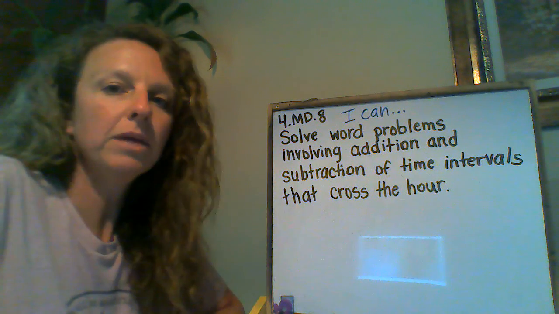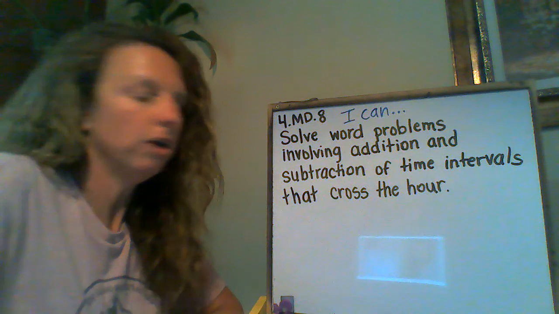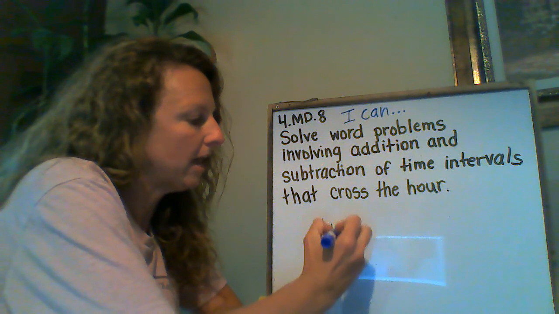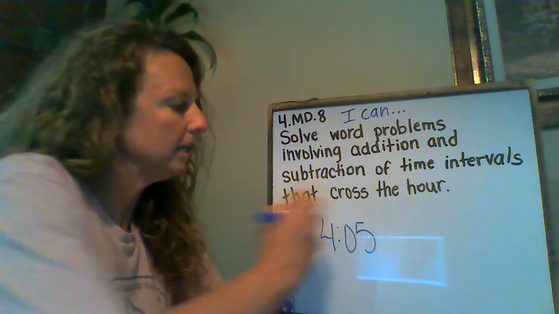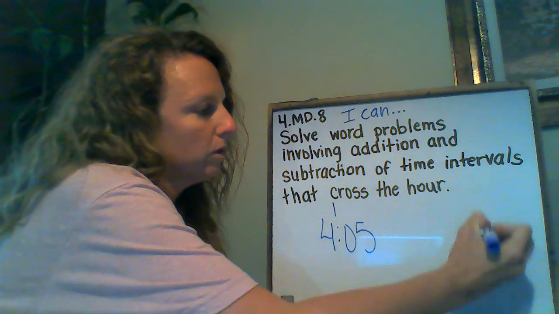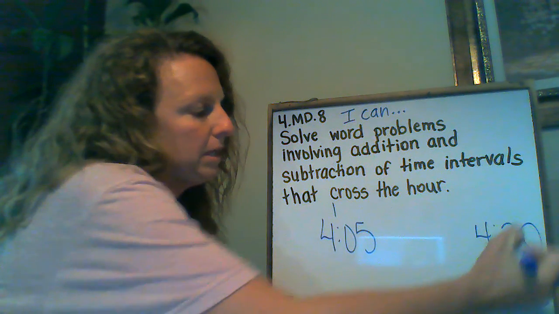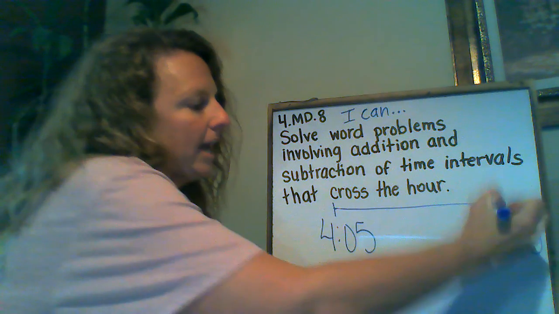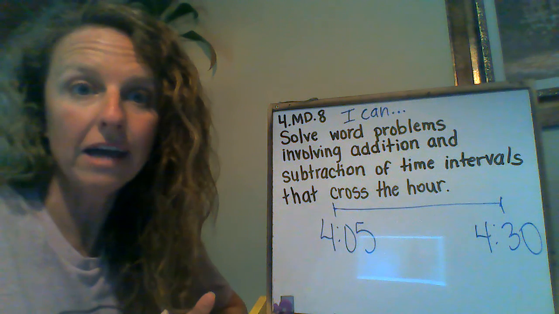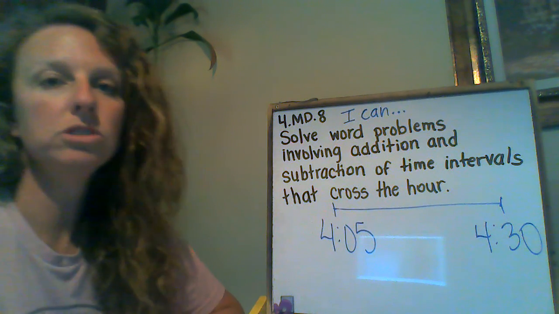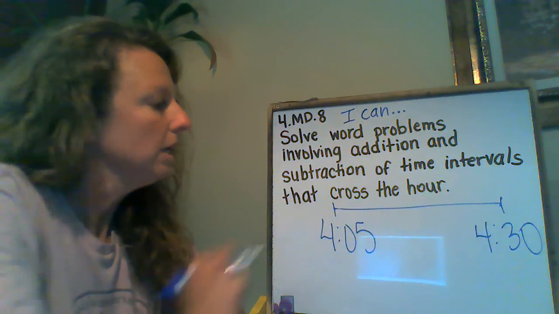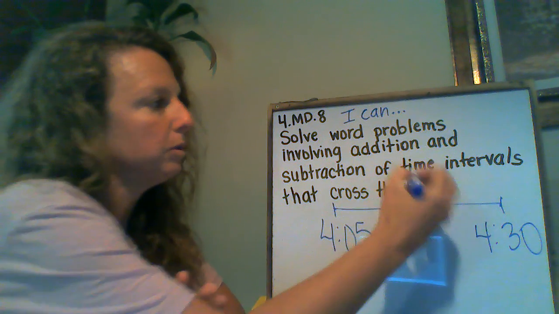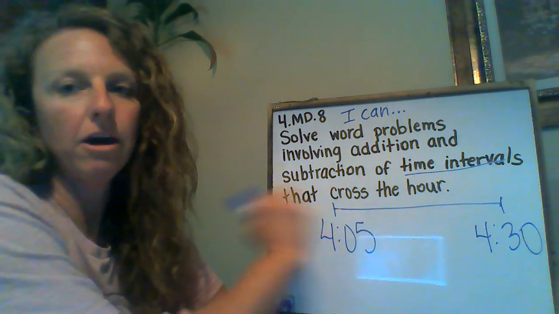Let me give you an example of a 3rd grade problem that you should already be able to do. So let's say that SpongeBob starts at 4:05 p.m. and then it ends at 4:30 p.m. How long did the SpongeBob show last? You should be able to do this using a number line because, like I said, this is a 3rd grade standard, by doing your time intervals counting up.